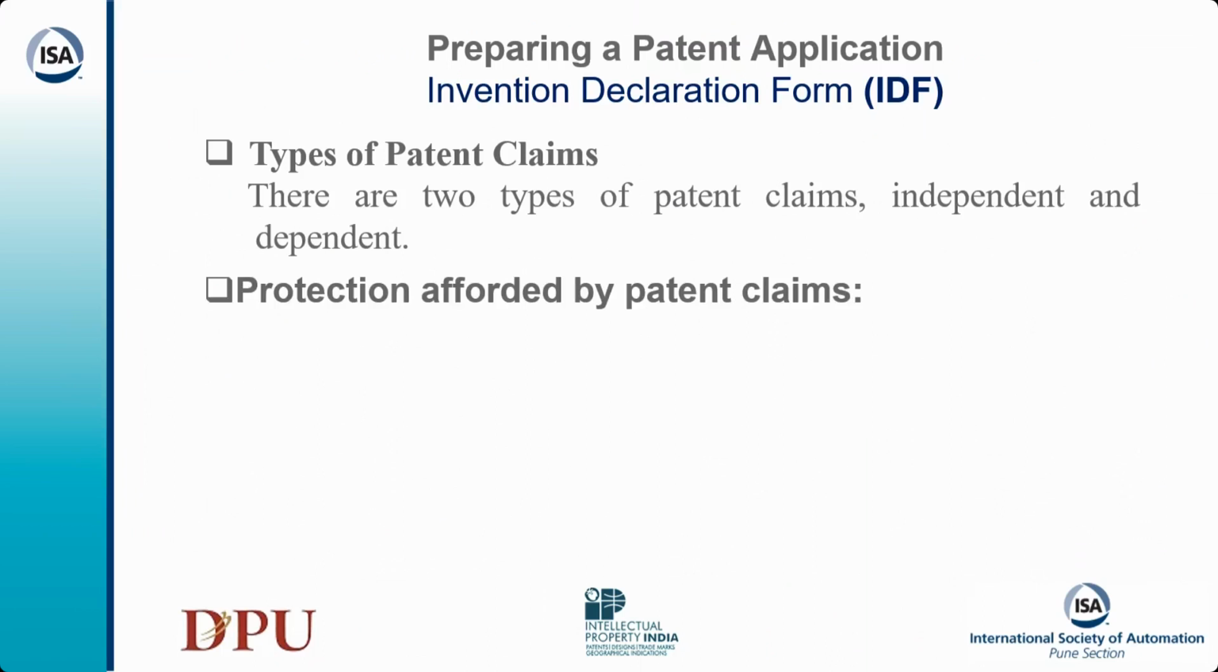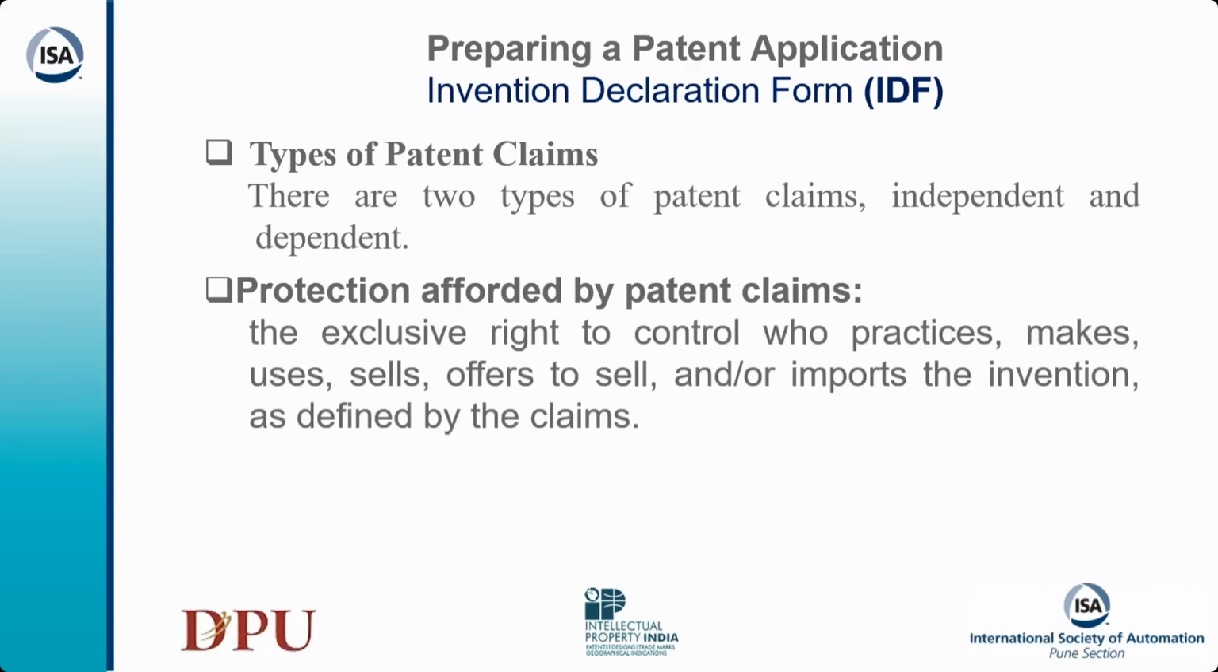Then protection afforded by the claims. The exclusive right to control who practices, makes, uses, sells, offers to sell, or imports the invention as defined by the claims. So whenever you are getting the grant of the patent, everything which happens is only because of the claim. So writing the claim is a very crucial part of writing or drafting the patent. So as an inventor, we should know what is the speciality of our device, what we are going to claim about that particular device.